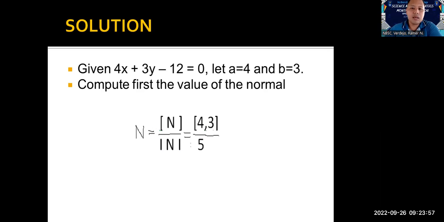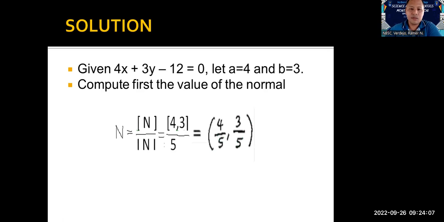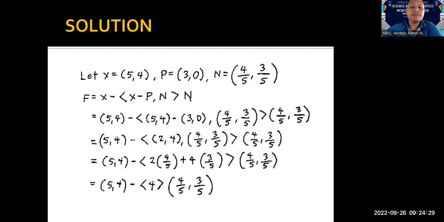So to compute the unit normal, we simply divide the coordinates in the numerator by the common denominator of 5. And so the unit normal is like a point. So it has the first coordinate 4/5 and the second coordinate 3/5. That is the unit normal. This is very useful in computing the foot of the perpendicular later.